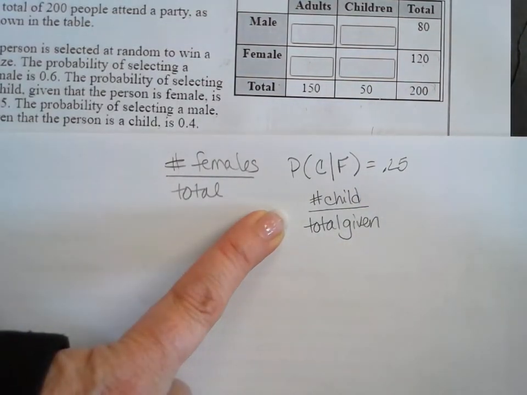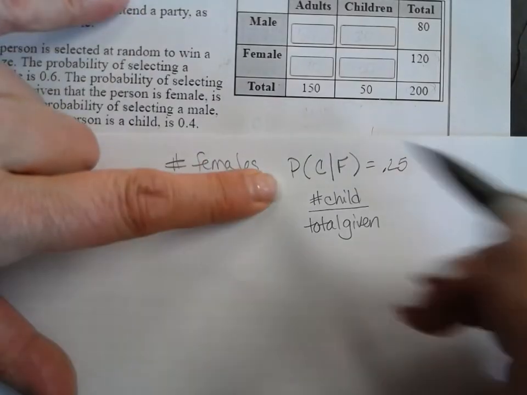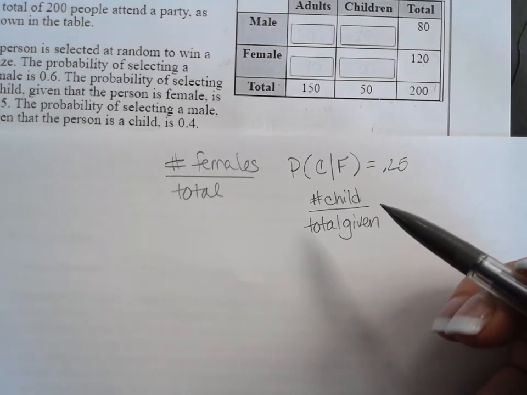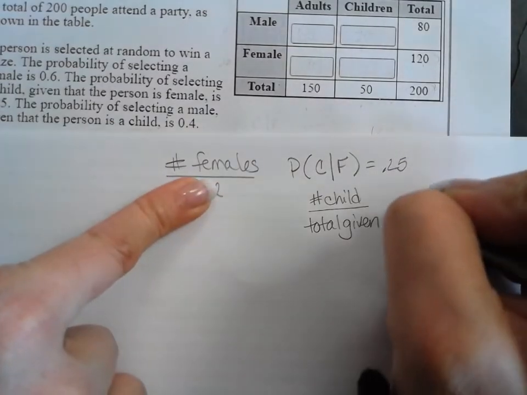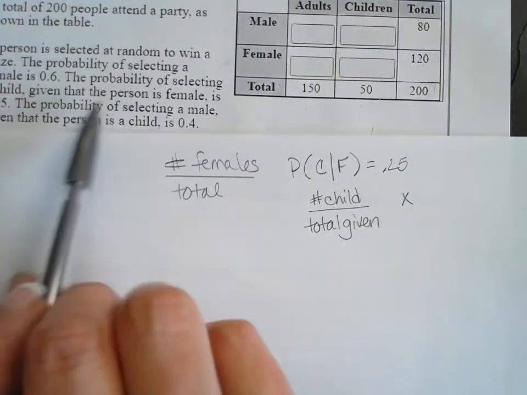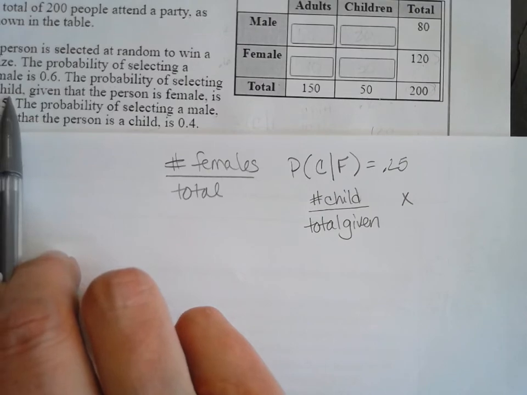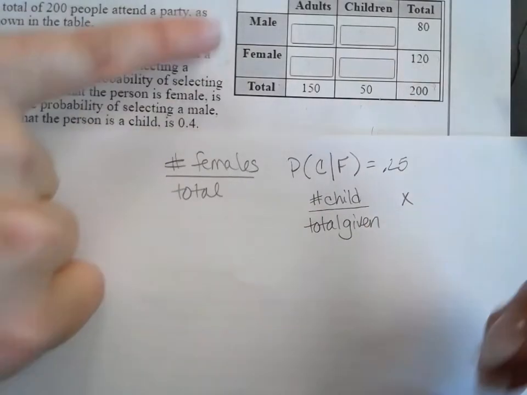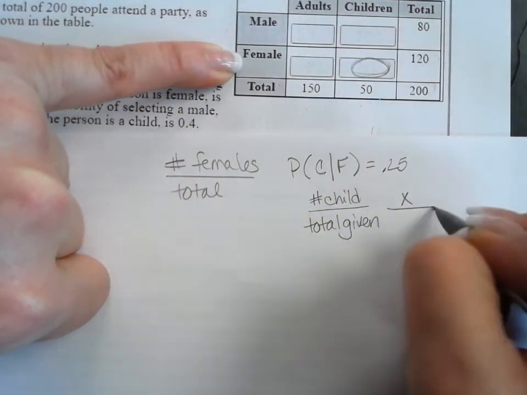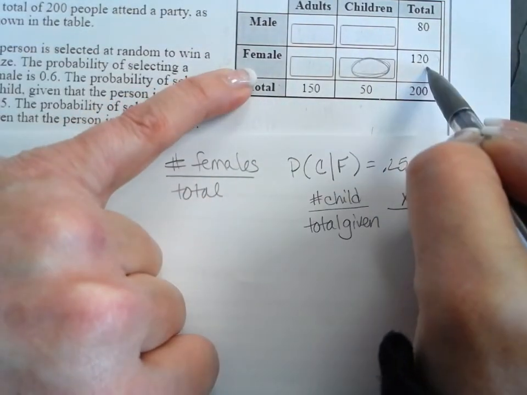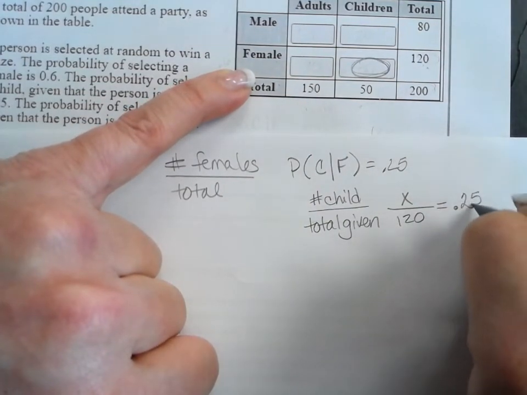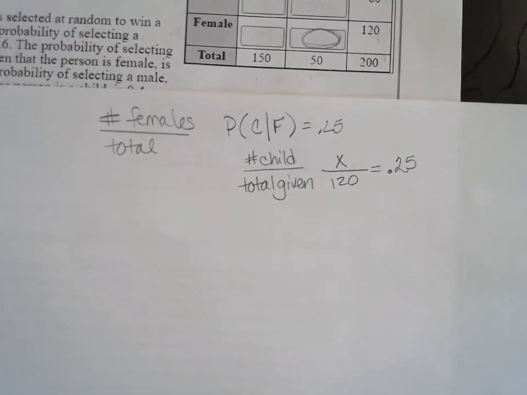Do you agree with that? Does that ring bells? Okay, so how many children do we have? That's what we're looking for. But we don't need the total, because it's the child given the female. So we're looking for the female child right here. But my total given is 120, and that's going to be equal to 0.25. Is everybody with me on how I set that up?